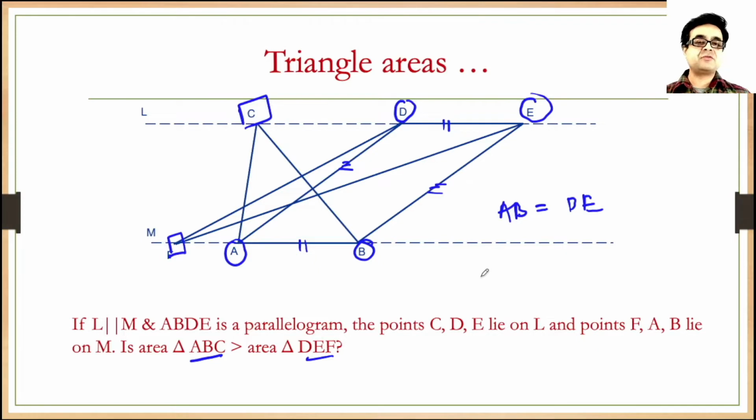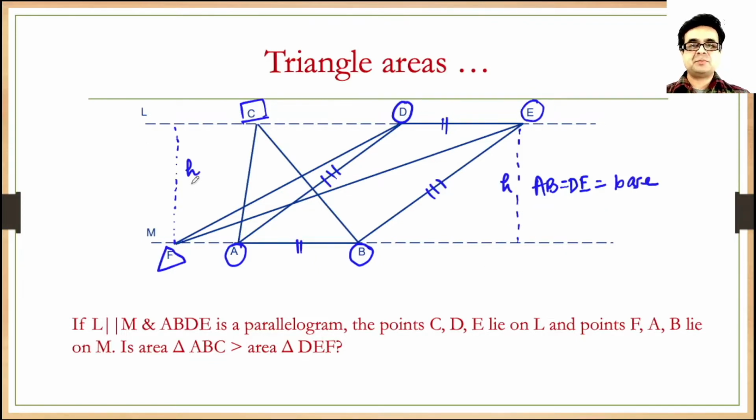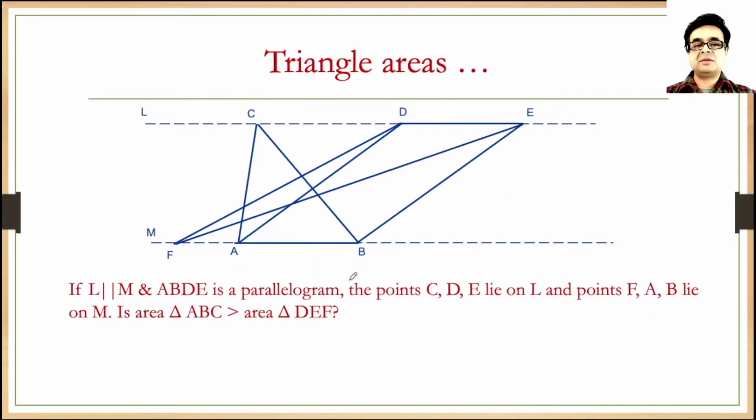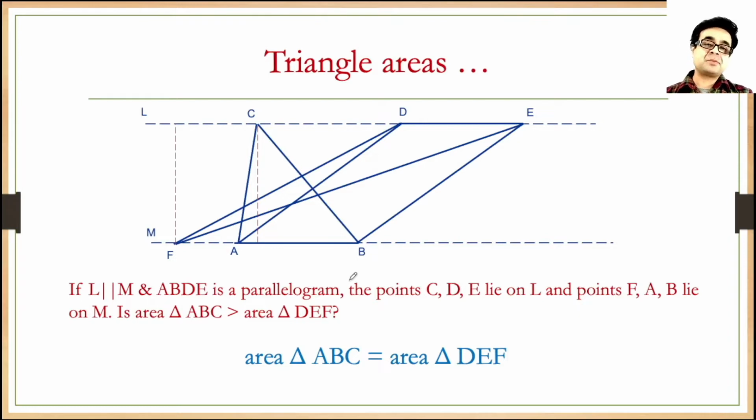Also, the heights of these two triangles are going to be the distance between line L and M, which will be H. And what we are actually saying is the base is the same because it's the opposite sides of a parallelogram. The height is the same because it's the distance between the two parallel lines. Hence, the area of triangle ABC would actually be equal to the area of triangle DEF. GMAT can ask this kind of question in many different ways, some more complex than others. This was just for demo purposes.